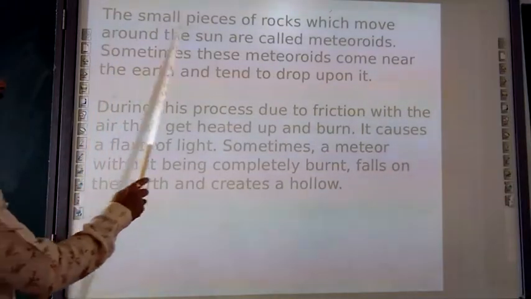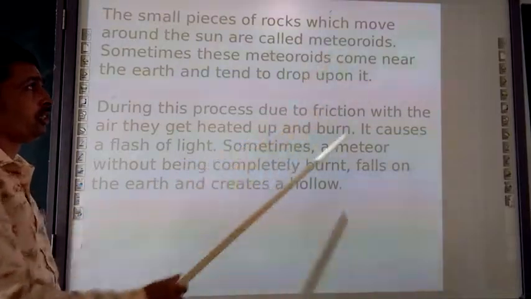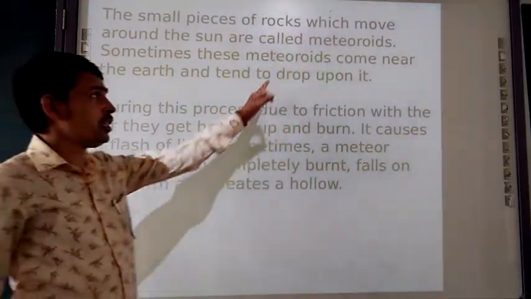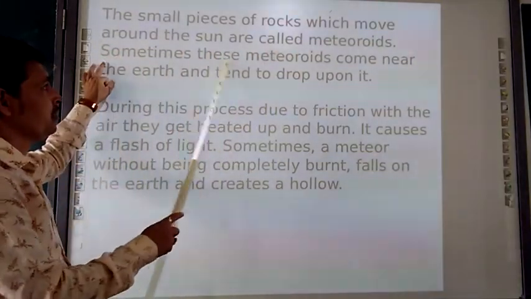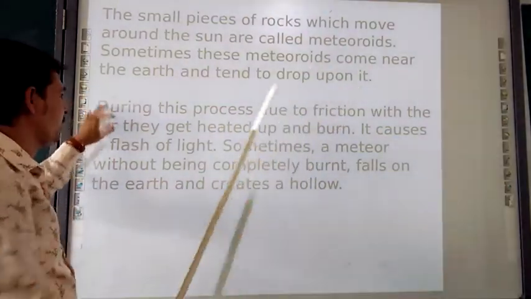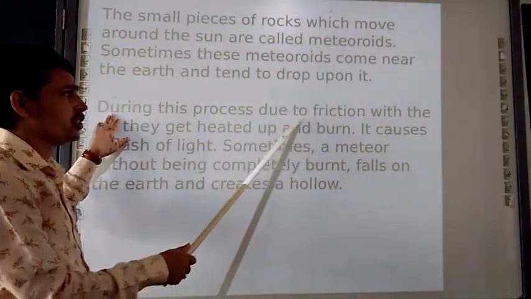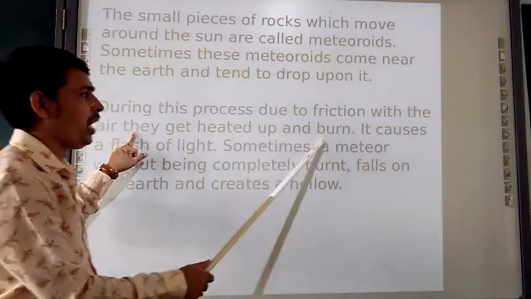Next, the small pieces of the rocks which move around the sun are called meteoroids. So this meteoroid definition is clear to you all. Then sometimes these meteoroids come near earth and tend to drop upon it. During this process, due to the friction with the air, they get heated up and burn.